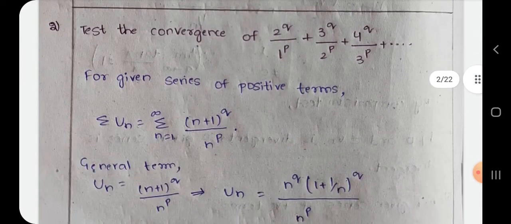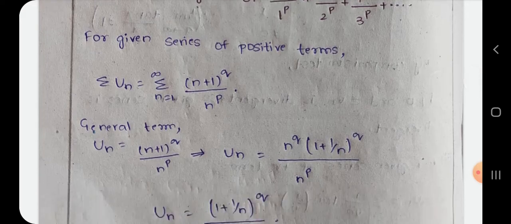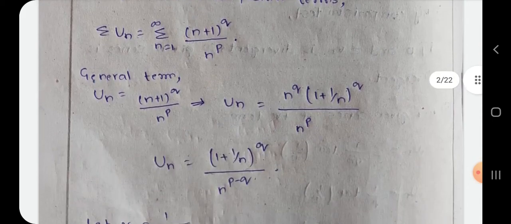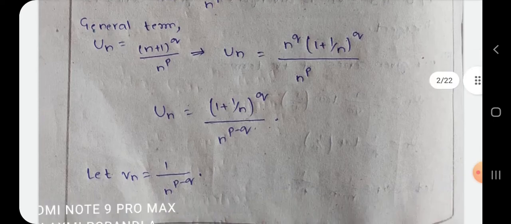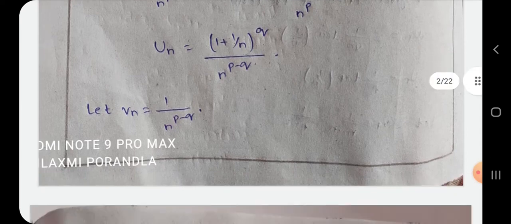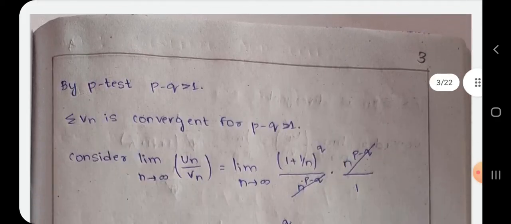And here is the second problem, 2 power q by 1 power p, and like that it is given. When you write the summation (n plus 1) whole power q divided by n power p, you are selecting the general term and you are taking n common along with the power. On cancellation, you are getting one answer. Then you are selecting vn. Whenever you select the vn, it should look like 1 divided by n power p, so the denominator is 1 divided by n power (p minus q).